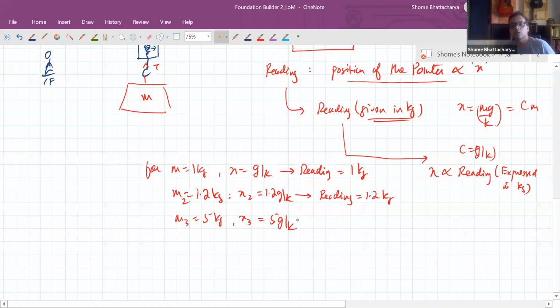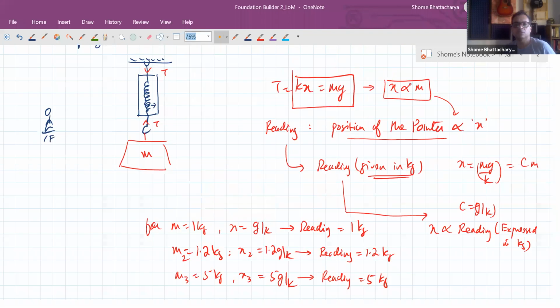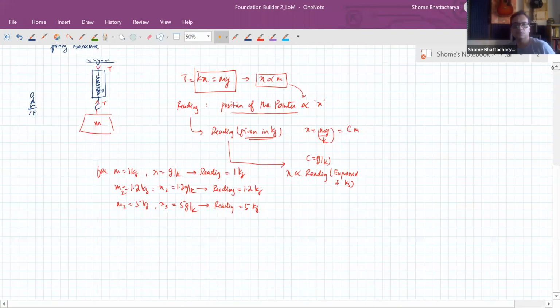So accordingly on the scale, it will show you the reading of 5 kg, because it's calibrated accordingly: when x is g by k, the reading is 1 kg. So when x is 5g by k, the reading it's showing is 5 kg. Hope this concept is clear to all of you. This is the principle on which the spring balance works. Okay, that's the working principle of the spring balance.